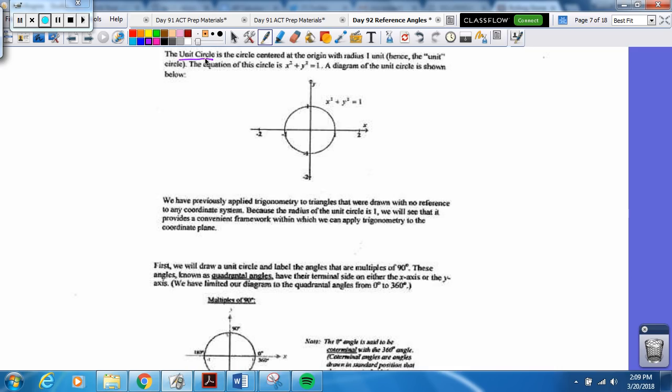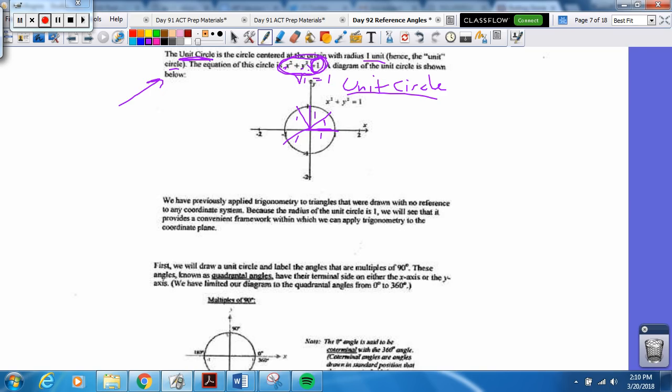Alright, so we're going to begin with this, the unit circle. Write this down please in your notes, write this whole part. It is the circle centered at the origin with radius 1 unit, hence the unit circle. Why do they call it unit circle? Because the radius is 1 unit. Any radii or radius I draw is all 1 because it's a unit. 1 unit equals the unit circle. Boom. And the equation is x squared plus y squared equals 1. So there's no shifts. And here it tells me the radius, the square root of 1 equals 1.